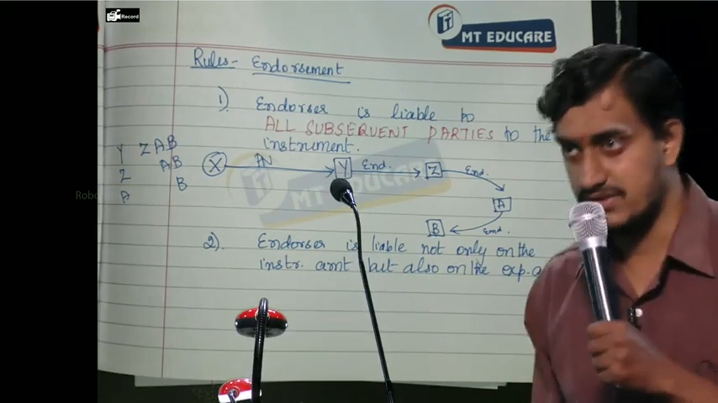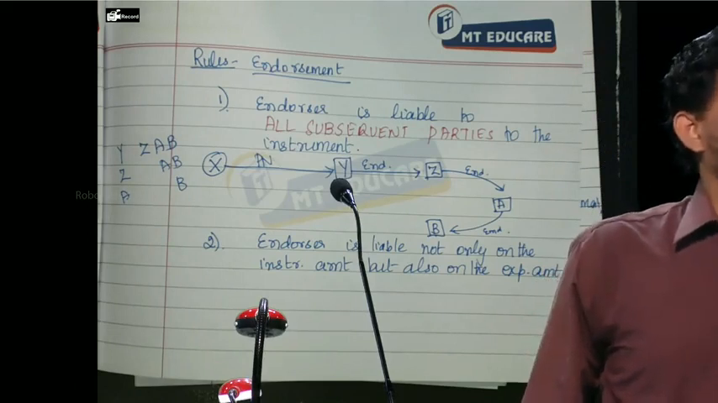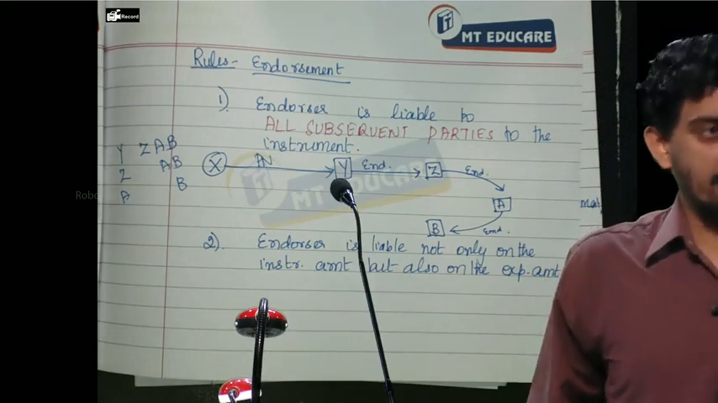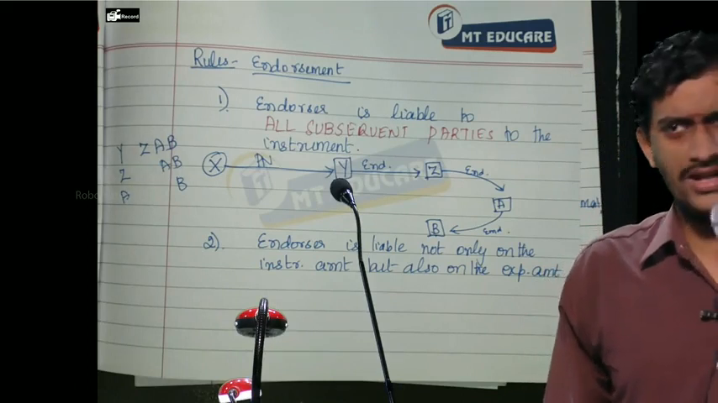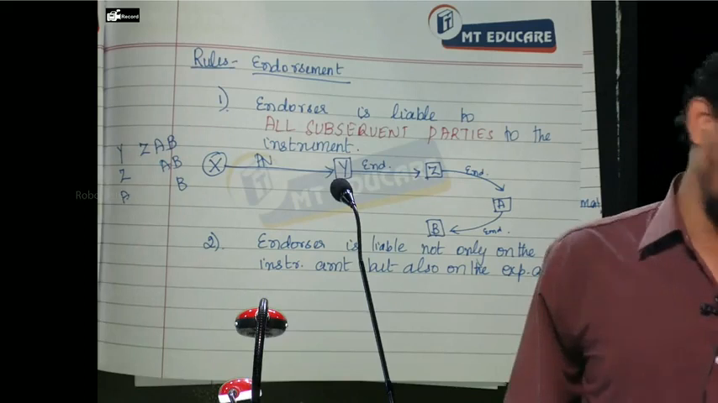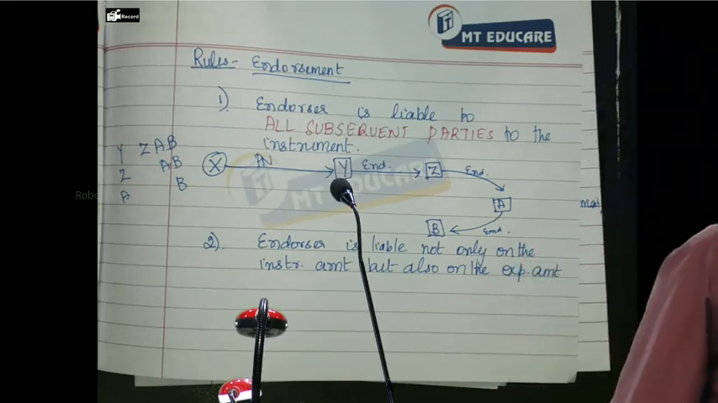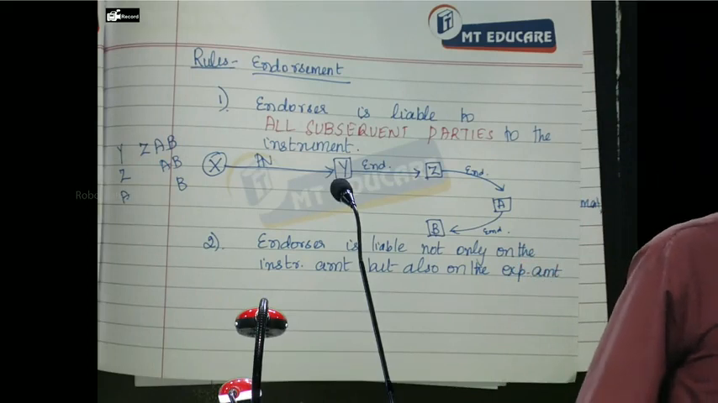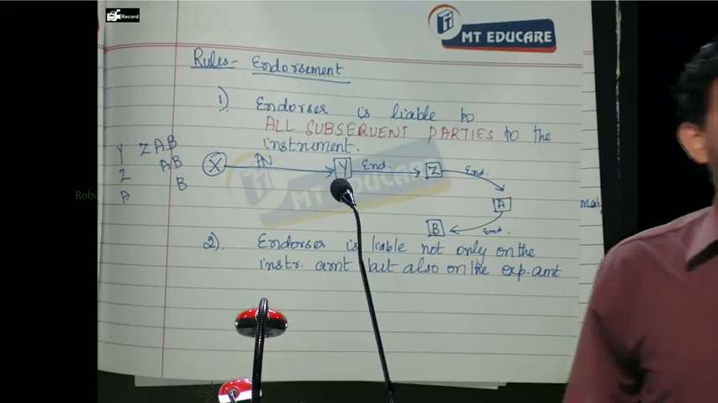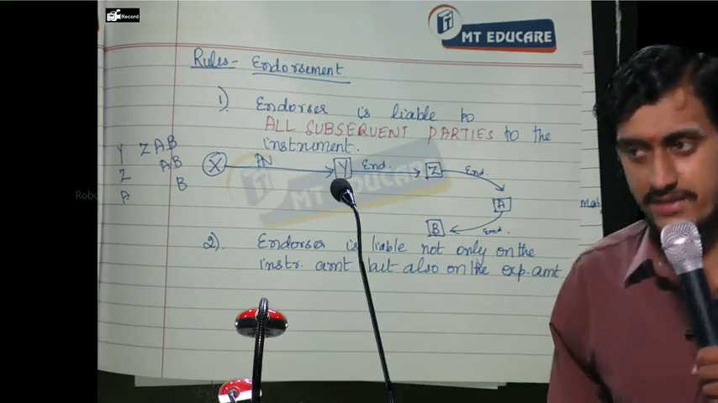Come on, friends. That is why, when you endorse a bill of exchange or a promissory note, generally checks they don't endorse. In practice they don't endorse checks. They endorse bills of exchange and promissory notes. When you are endorsing a bill of exchange or promissory note, you show it as a footnote to the balance sheet. You show it as a contingent liability under the balance sheet.